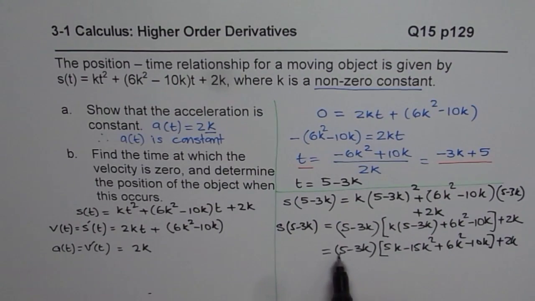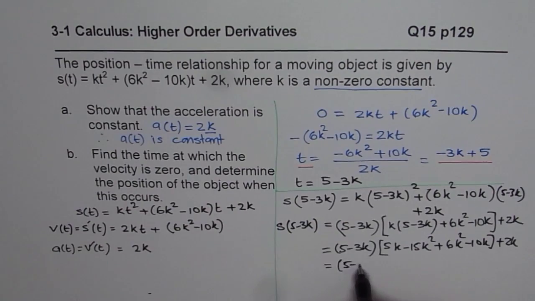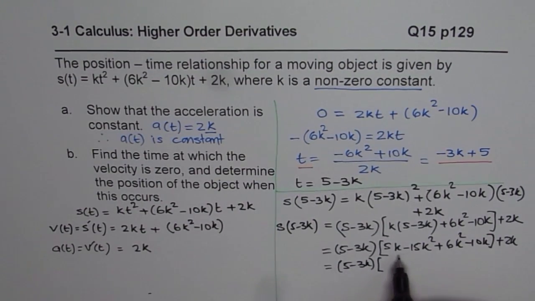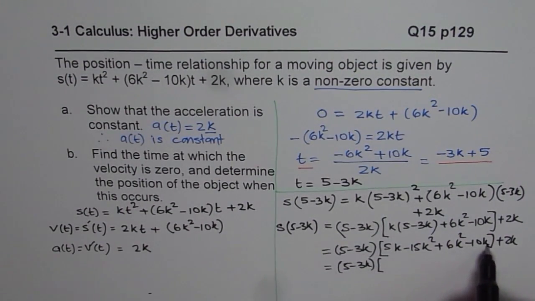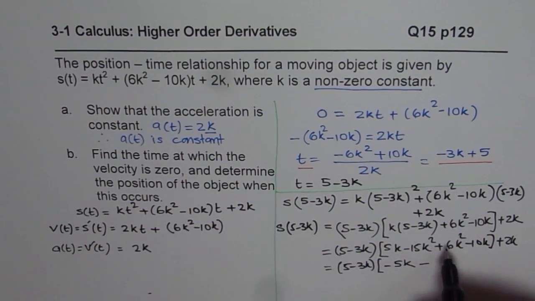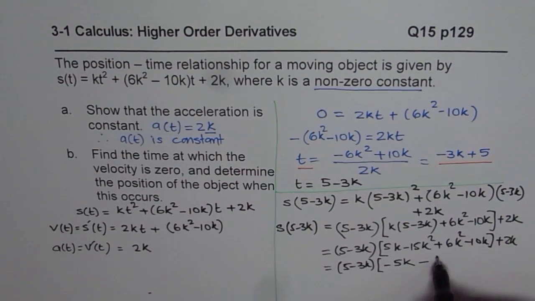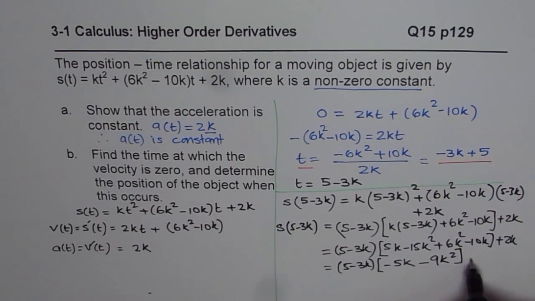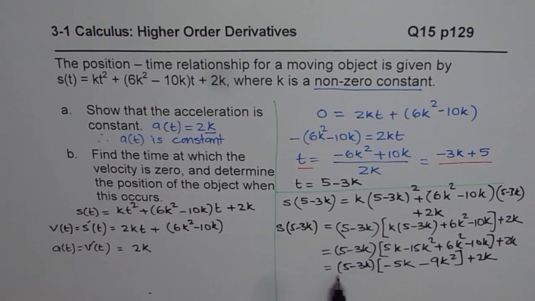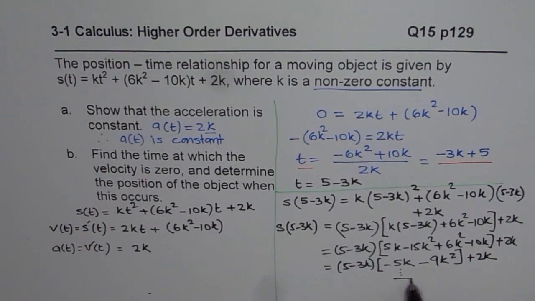So let's go ahead. 5 minus 3k times, open this bracket, so 5k minus 15k square plus 6k square minus 10k and then plus 2k. Now you need to open the bracket and apply the distributive property. Before that we can go one more step and combine the like terms here. So 5k minus 10k is minus 5k, and for the k square terms, 15 minus 6 is 9, so we write minus 9k square, plus 2k. Anyway, just open this up and follow a few steps and get the answer.